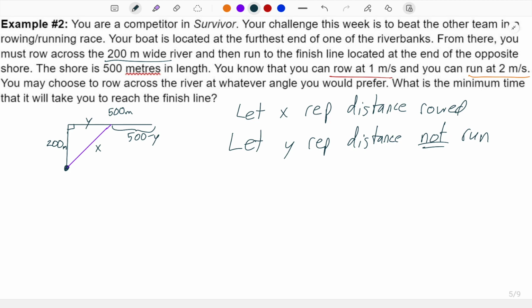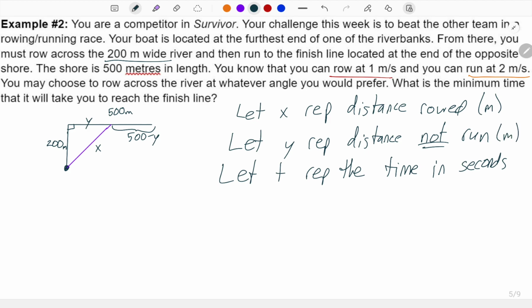Okay, and in the end, what do we care about? We care about how long this takes. So we're going to need a time variable. So let t represent the time in seconds. And actually, the other one should be in meters, so I'll just put that in brackets. Okay, so let's go ahead and figure this out.